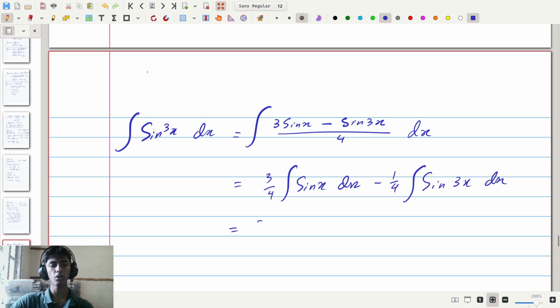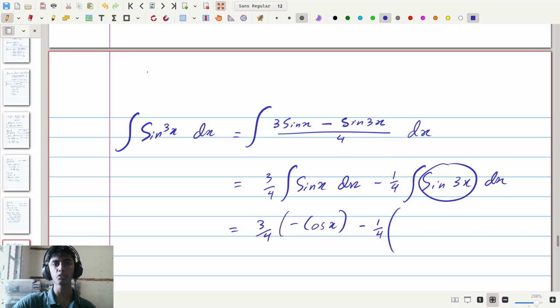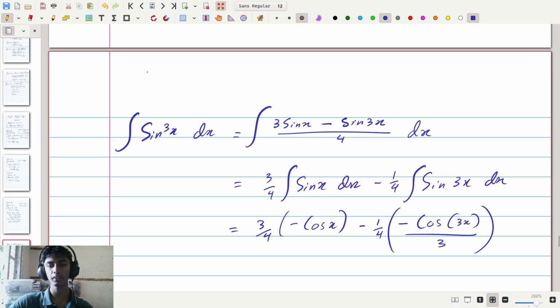Now then, on the first bit, we have 3/4 of the integral of the sin of x. The integral of the sin of x is the negative cosine of x. So we can substitute in there the negative cosine of x. As for this bit, we leave the -1/4 as is, and the sin of 3x's integral, as we know from our formula, since we have a constant of 3 multiplied by x here, is the negative cosine of 3x divided by the constant of 3, and then plus c.